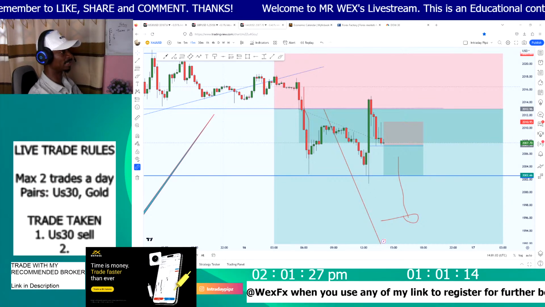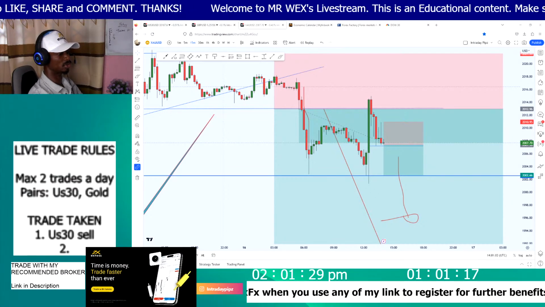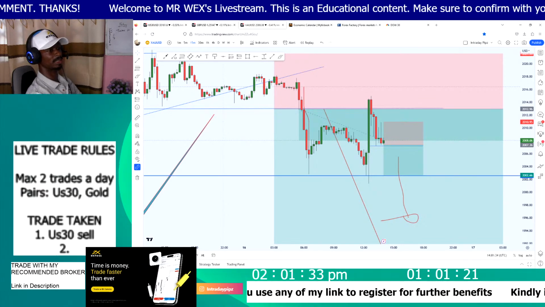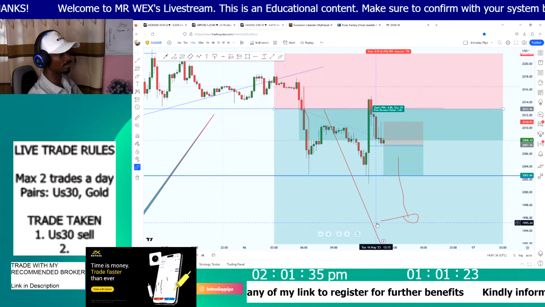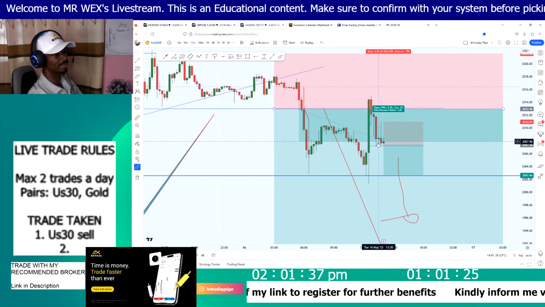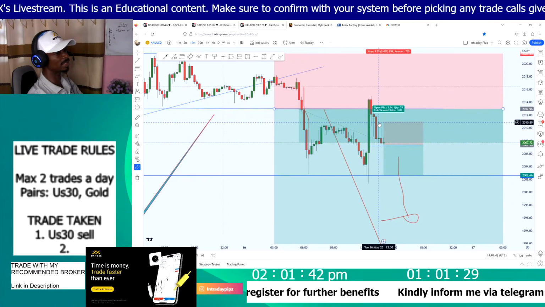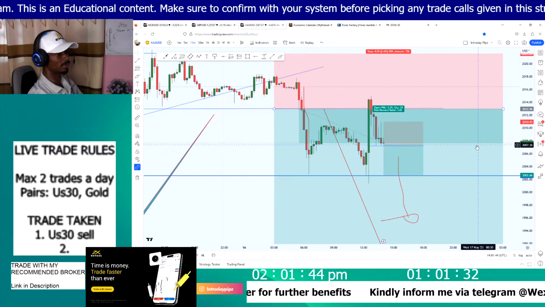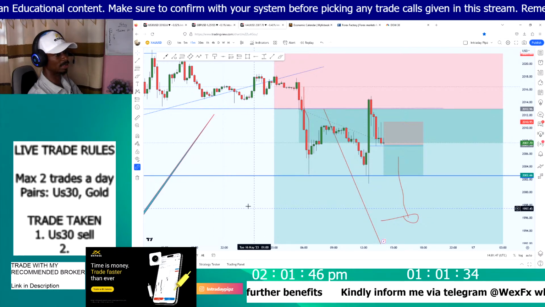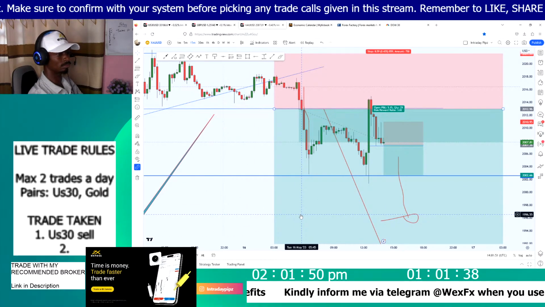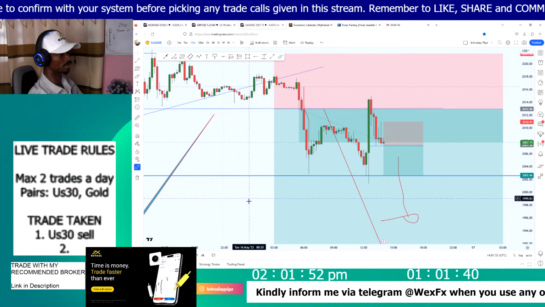You want to see it break the low. If it's going to sell, then it should break the low. That's what we want to see. If it's going to sell, it means it should break the low of this candle, because this candle did reject the highs and end up closing bearish. So if it's going to sell, it should break the low.